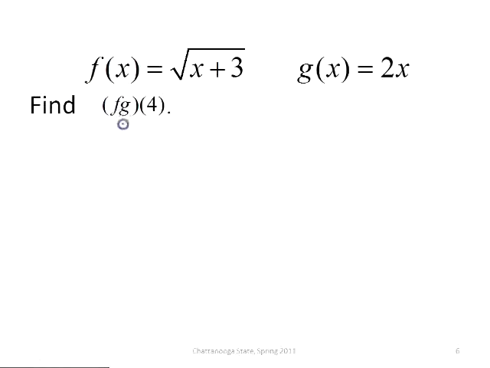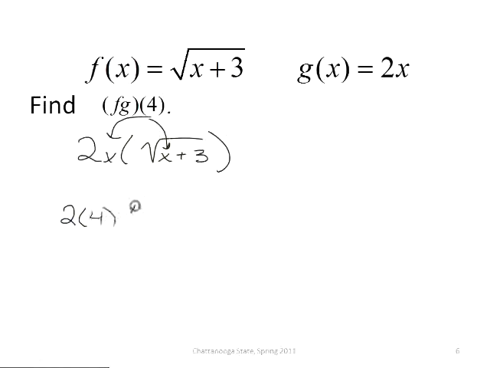One more, let's take our product here and actually put a number in. Here's f times g. We just said that was 2x times the square root of x plus 3. I'll put parentheses in there so you could see it a little better. If I want to evaluate this at x equals 4, I can just put a 4 in. This gives me 2 times 4 times the square root of 4 plus 3, which would be 8 times the square root of 7.